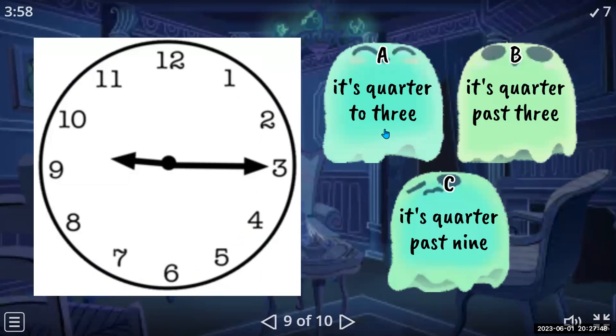Right here. What time is it there? Letter C. Letter B. Letter C. One said letter B, another said letter B. Because in letter B, it says a quarter past three. And letter C says it's a quarter past nine.